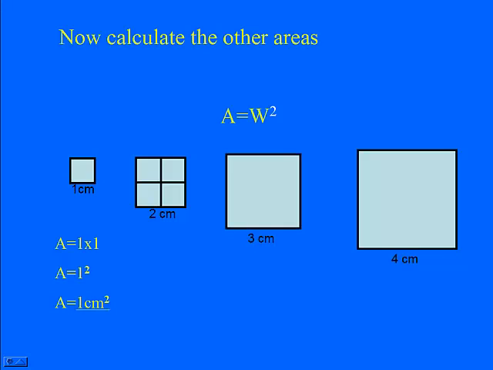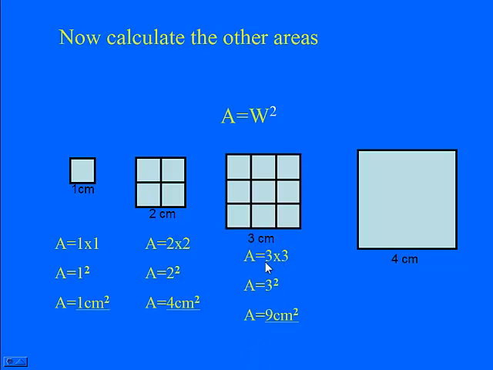So our second square, again, has 4 1 centimeter squares that would fit inside. And this is confirmed by our formula. A equals 2 times 2, or 2 squared, which is 4 square centimeters. In our third square, we would have 9 1 centimeter squares that would fit inside. And our formula confirms this. Area would equal 3 times 3, or 3 squared, which is 9 square centimeters.